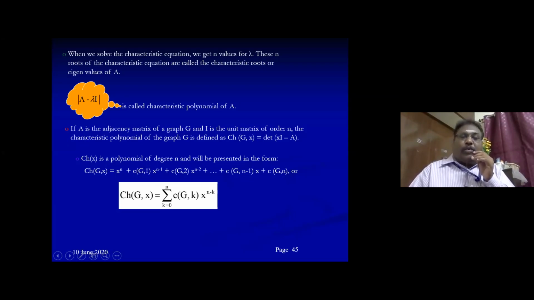Fine. So what is the beauty of this characteristic polynomial? Maybe we would have been teaching the students in matrix theory the characteristic polynomial of a 3 by 3 matrix. The constant term gives the determinant of the matrix, and the second term, x power n minus 1, or x squared coefficient in a 3 by 3, gives the trace of the matrix, and so on.